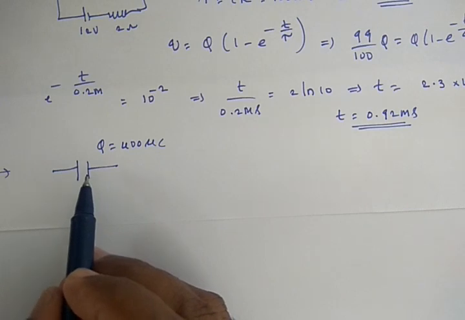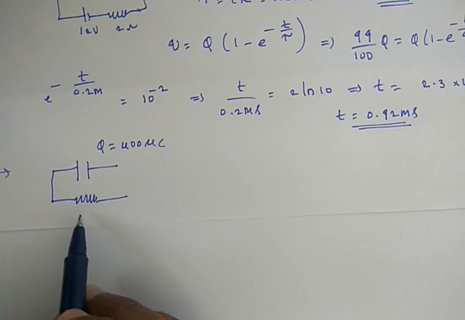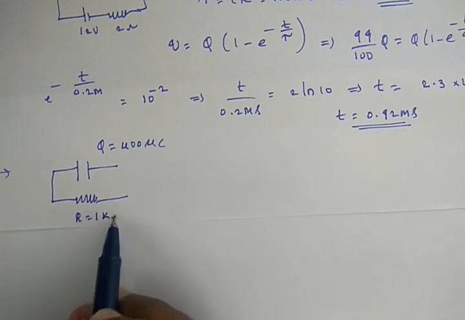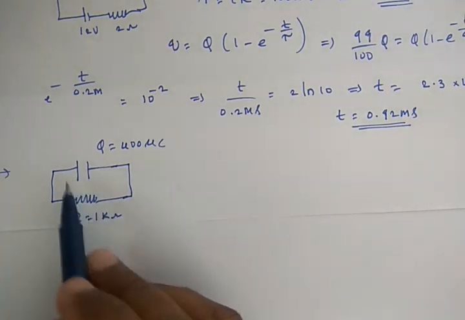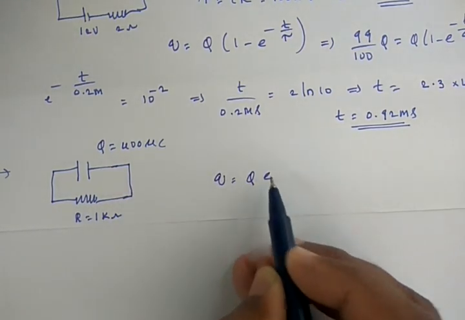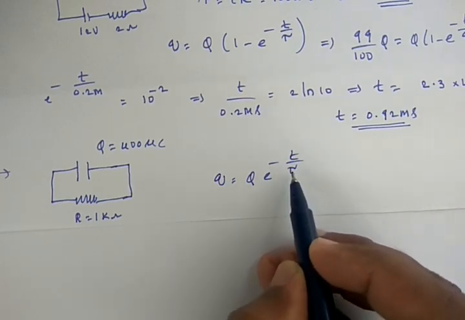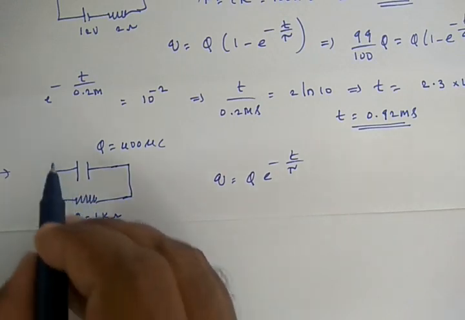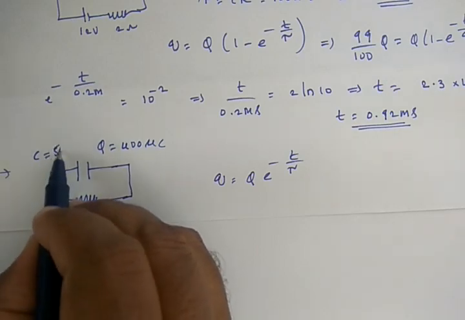Now we are connecting this to a resistor of resistance 1 kilo ohm. So now we need to find the charge that remains on the capacitor 1 second after the connection is made. So the charge on the capacitor after 1 second is given by this equation. Q equals Q0 times e power minus t by T. And here this T is called the time constant for this circuit.